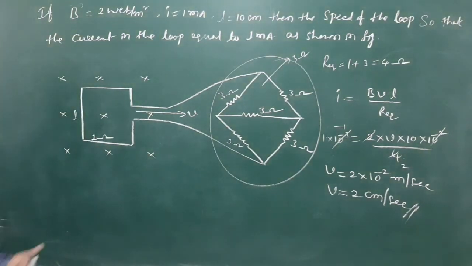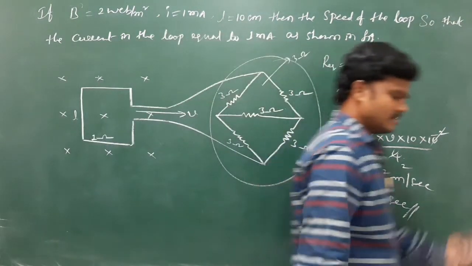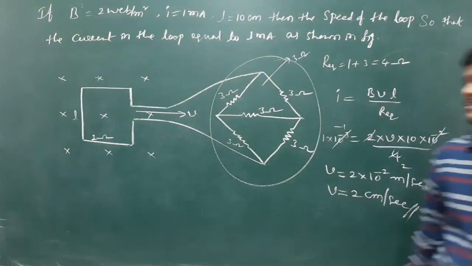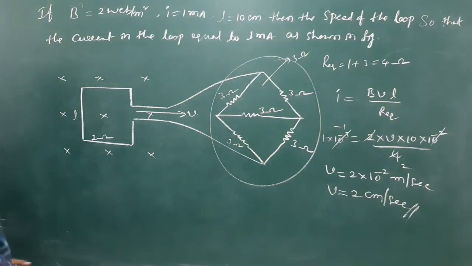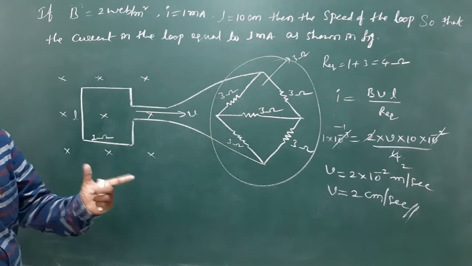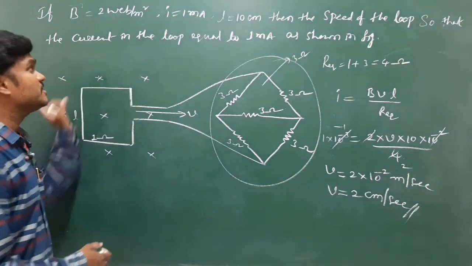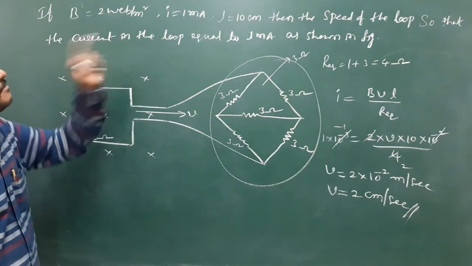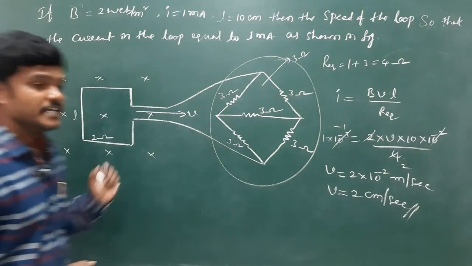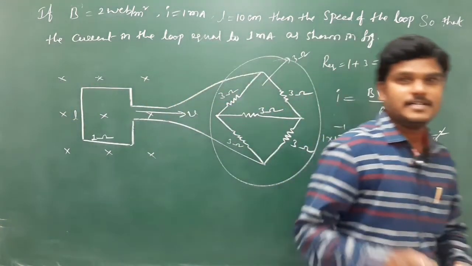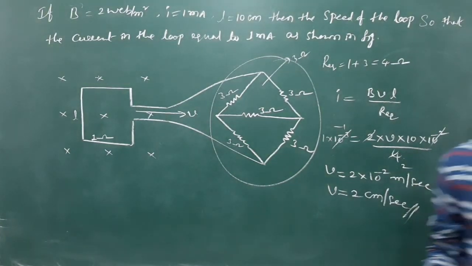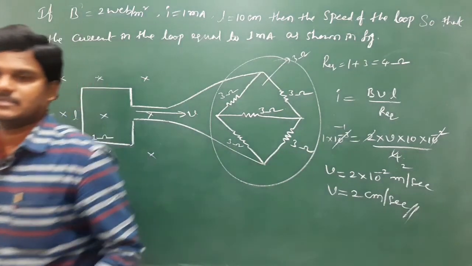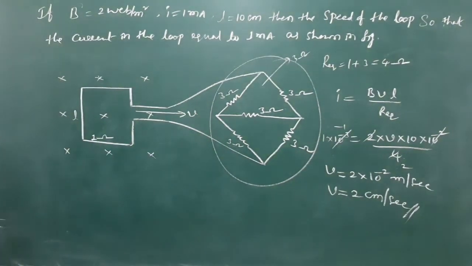Okay, so simple question. Here length L is given already. Now the speed: if the loop moves with a speed of 2 centimeter per second, then 1 milliampere current flows in the loop. See one more.